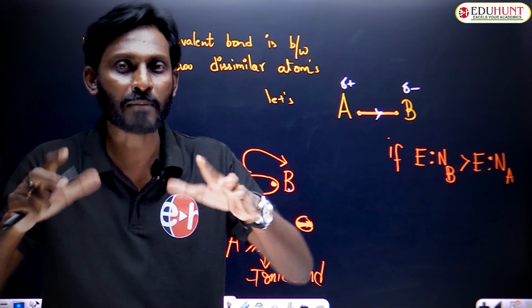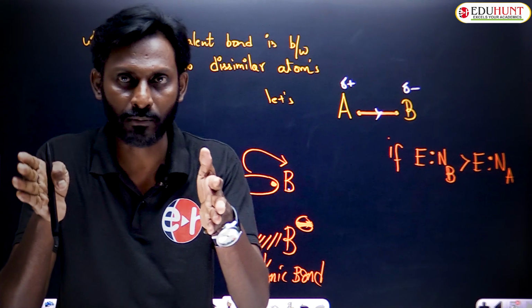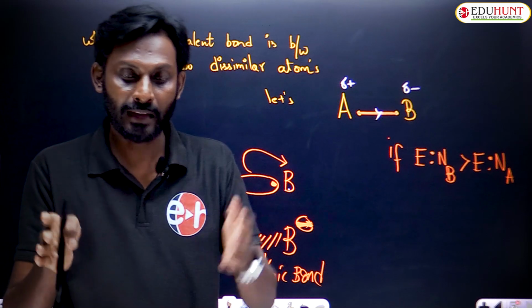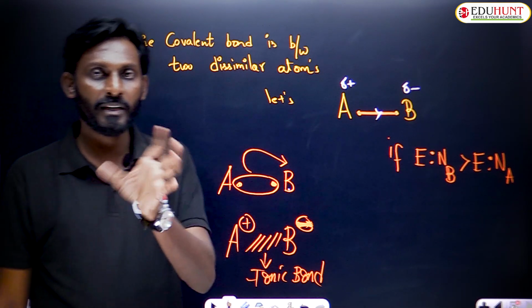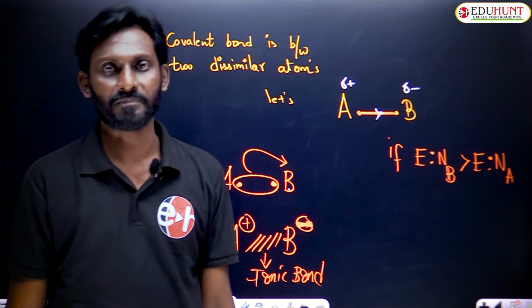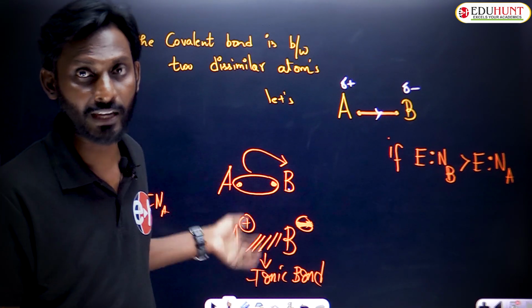The backbone of this concept is, first of all, there should be a covalent bond. In that covalent bond, the electronegativity difference between the atoms should be in that range. If there is more difference, then obviously what happens? You can expect an ionic bond.